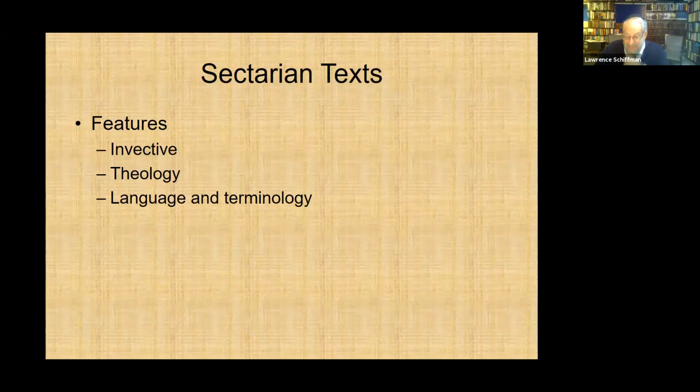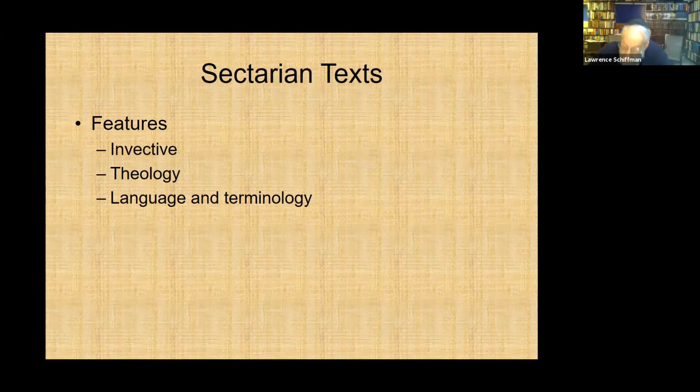The sectarian texts are going to be informative for us in two ways. Number one, they're going to tell us about this group that collected the library at Qumran. But the second is they're going to tell us about other Jews, because they say a lot of nasty things. That's what we call invective. They're also going to tell us about their theology, which we can compare with Judaism as a whole. And you should know the sectarian texts have a specific language and terminology.